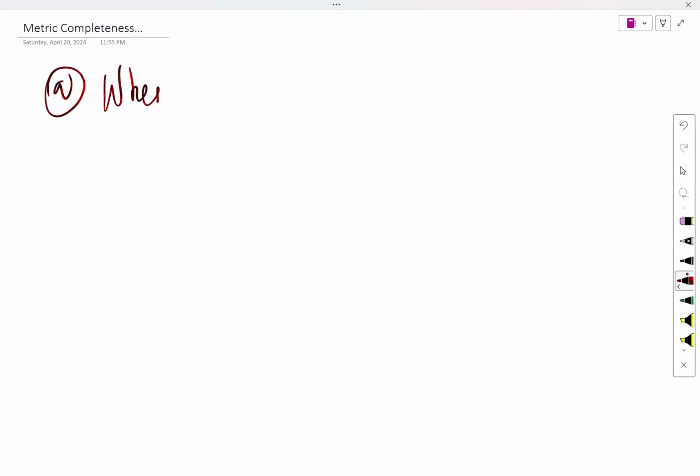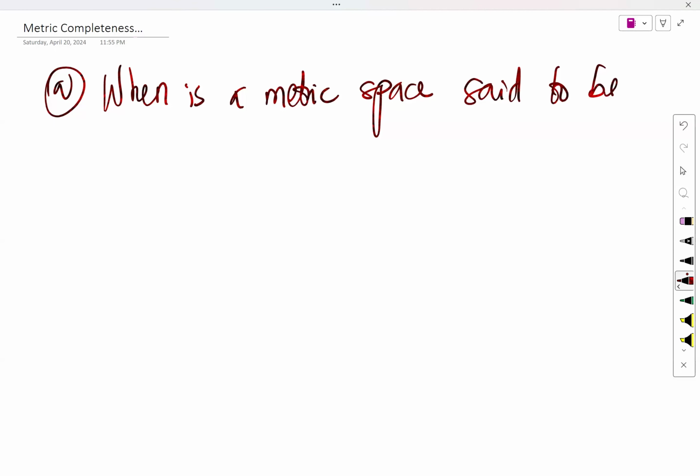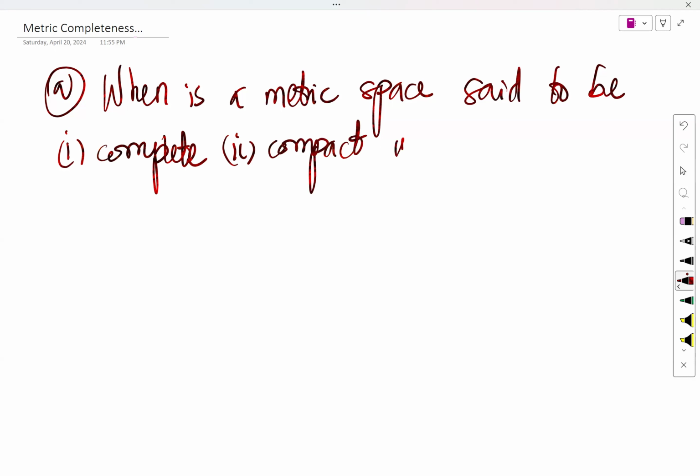When is a metric space said to be 1, complete, 2, compact, and 3, bounded? So that's the first part of the question. So let's move on to talk about this.